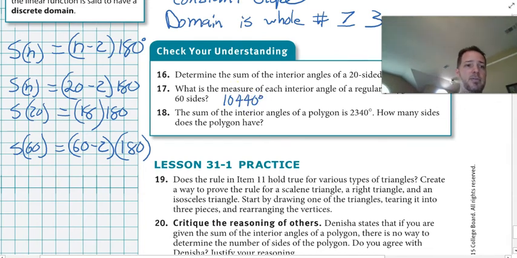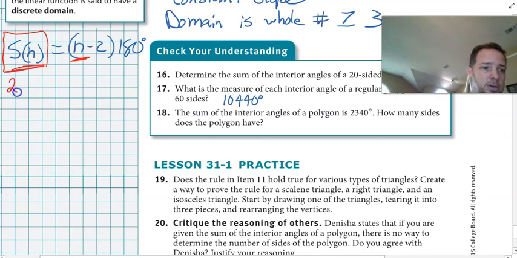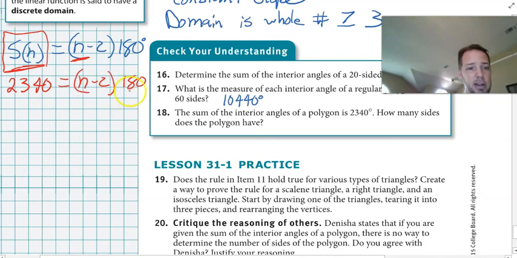All right, on the next one, it asks us: the sum of the interior angles of a polygon is 2340. How many sides does the polygon have? So we could solve for this one, but this time we know the sum and we're solving for the number of sides. So we're going to plug in 2340 here and then do a little bit of algebra to solve for n. So 2340 equals n minus 2 times 180. You need to get rid of two things to solve for n. You need to get rid of multiplying by 180, and then you need to get rid of subtracting 2. So your first step is divide both sides by 180.